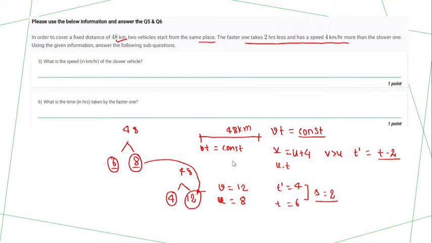So moving to question number 5. What is the speed of the slower vehicle? The speed of the slower vehicle is 8 km per hour, and what is the time in hours taken by the faster one? That is 4 hours. Moving to the seventh question.